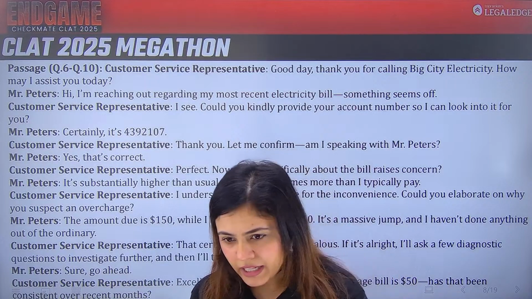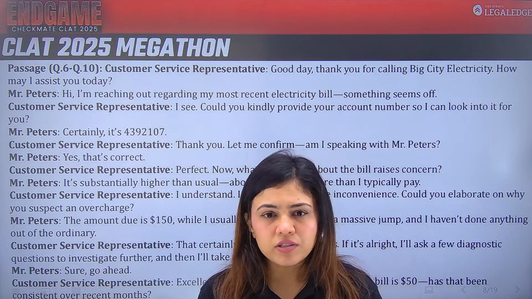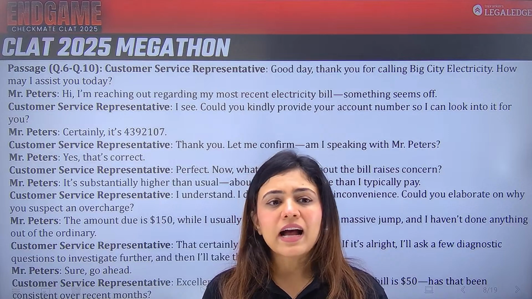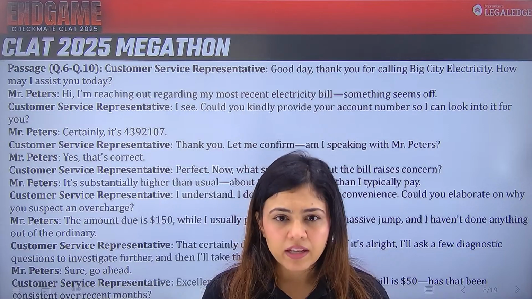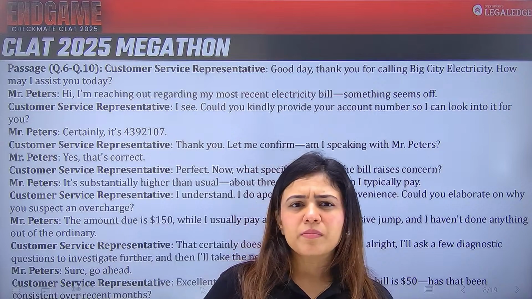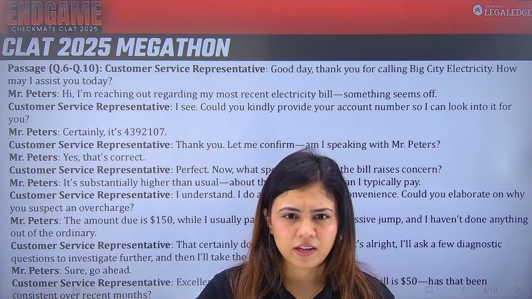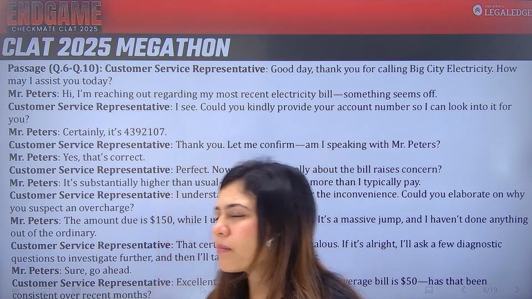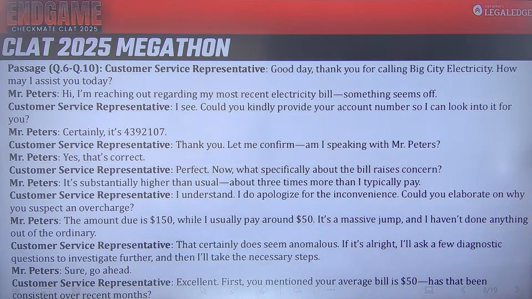So usually he gets an average of $50 per month. But the thing is, he hasn't done anything unusual in this month. तो अचानक से bill 3 times jump कैसे कर गया? And that's the reason why he makes this call to the customer service representative.